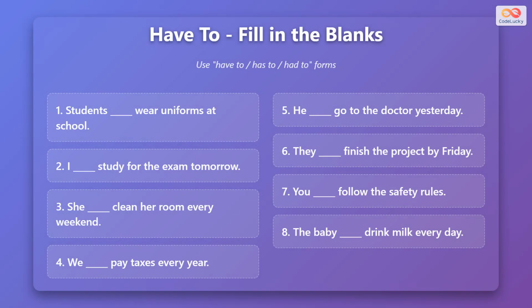Fill in the blanks using have to, has to, or had to. Students have to wear uniforms at school. I have to study for the exam tomorrow. She has to clean her room every weekend. We have to pay taxes every year. He had to go to the doctor yesterday.